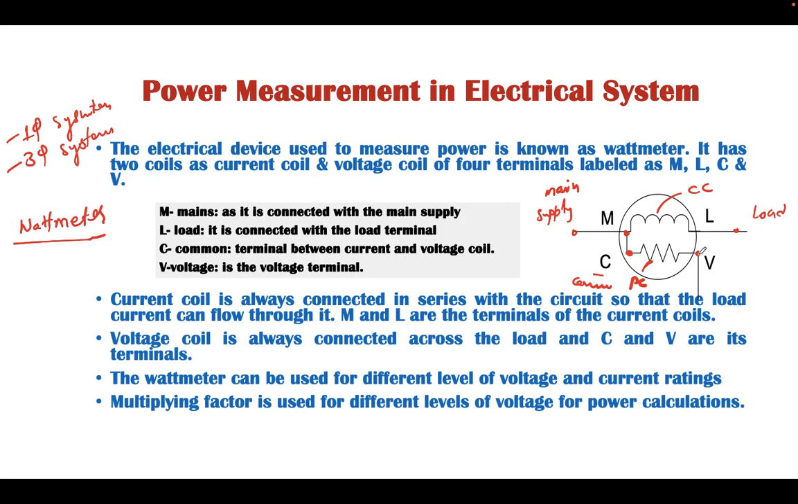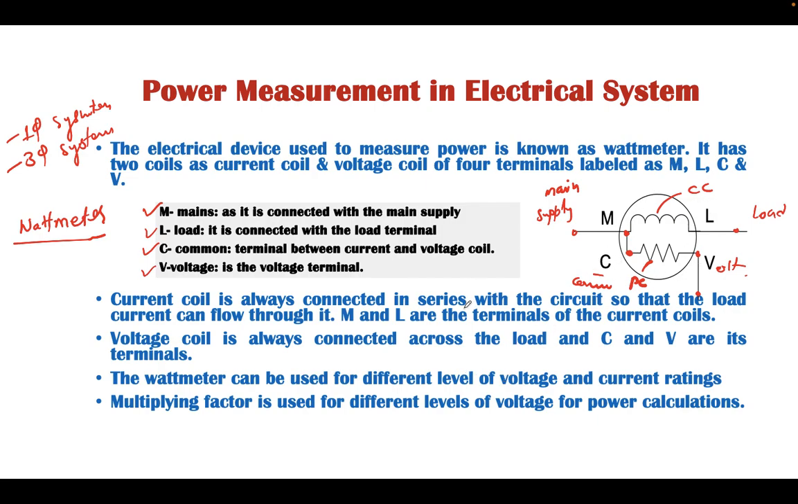Whereas the point which is connected in parallel with the circuit to develop a potential difference across this potential coil is known as volt. Now, M here means mains, L for load, C means common, and V is the voltage. The current coil is connected in series with the circuit, whereas the potential coil is connected in parallel with the circuit.